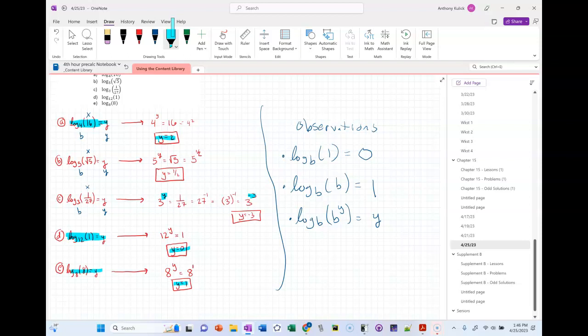Right? If I replace the 16 with 4 squared, that's what we have. Just simplify down to the 2. And then I don't think we had a specific example of this. Next one. If I have b to the log b of x, that is just equal to x.